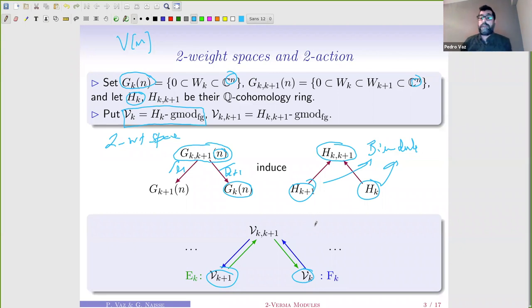One good thing is that when you have bimodules, we can tensor modules with bimodules to get functors. So tensoring with this bimodule defines a functor from the category of modules over the cohomology of the k dimensional Grassmannian to the category of modules over the cohomology of the k+1 Grassmannian. So this is our functor F_k, and you can do it the other way around and define a functor we call E_k from V_{k+1} to V_k. So the idea is simple: take all these categories, one for each weight space, define these bimodules, which is simply the cohomology of this partial flag variety, and tensor with this bimodule to define the action of a functor we call F and another functor we call E that allows you to move between all these weight categories.